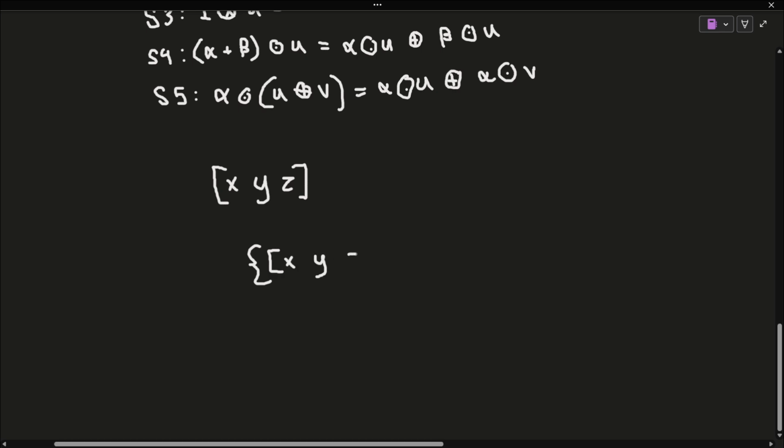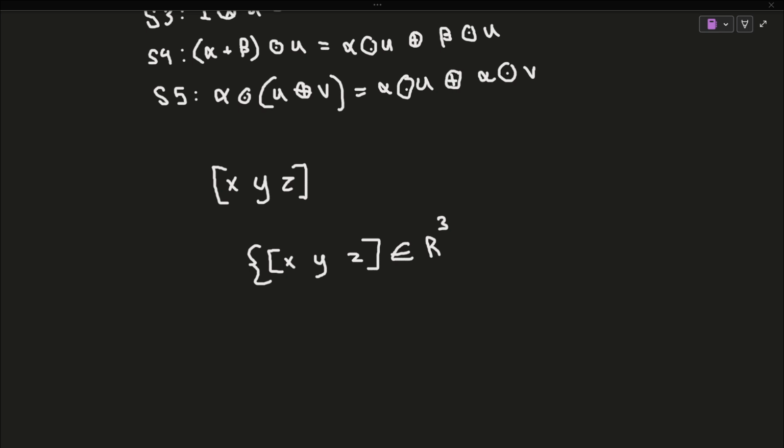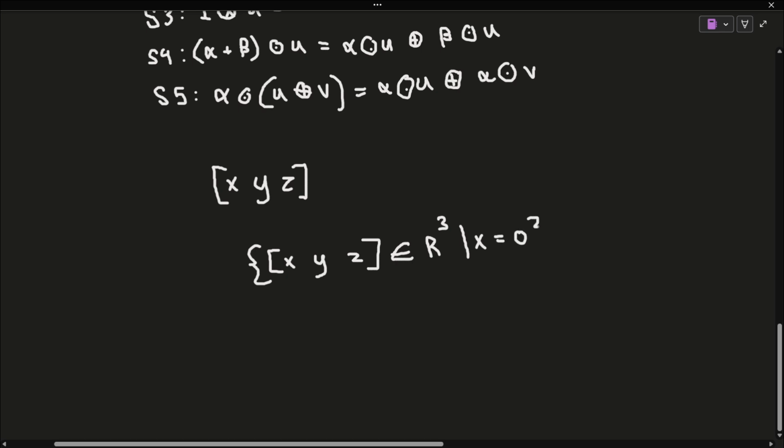X, Y, Z is going to belong to, since vector spaces are sets, we can use belong to, and this is going to be the set of all real 3-tuples, because this is the 3 space, remember? And then where x is equal to 0. So this bar here means such that. Okay, so this would be your valid set notation for your vector.